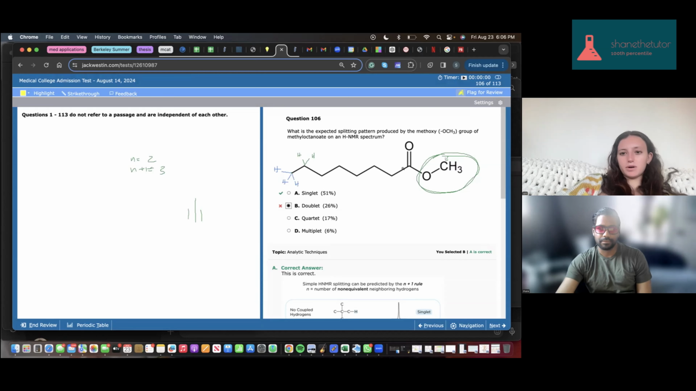But I thought you said the neighbor. Oh yeah, so that's the thing here. This carbon's neighbor is oxygen, which doesn't have any hydrogens. So there are no neighboring hydrogens. Is that why it's a singlet? Yeah, because n is 0, and then n plus 1 is 1, and that'll give you your singlet.